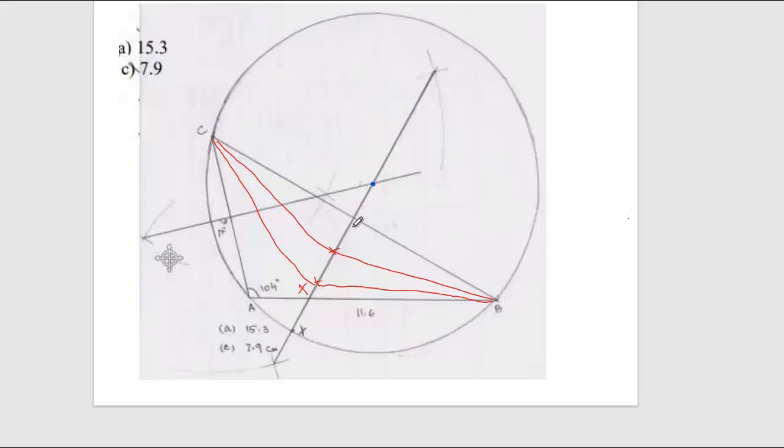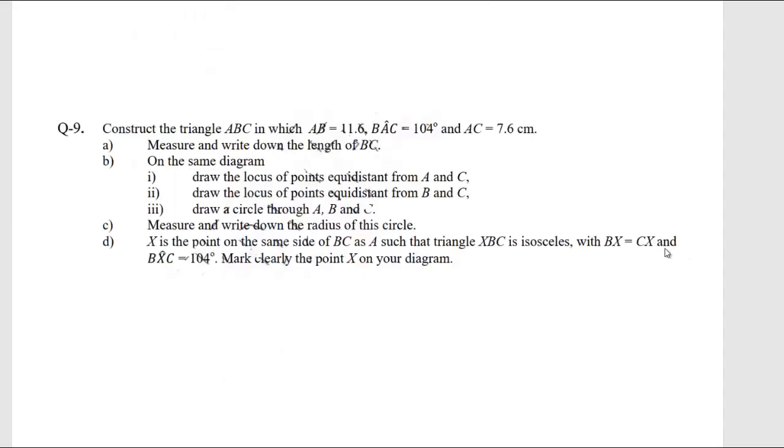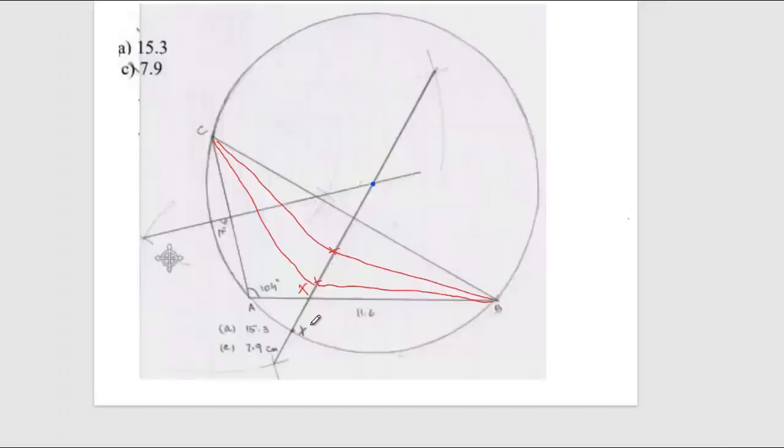So wherever the X will be on this side of the perpendicular bisector, it will form an isosceles triangle. But we have to find one point. The second information about the point X is that angle BXC will be 104. X can be over here, anywhere on this perpendicular bisector.